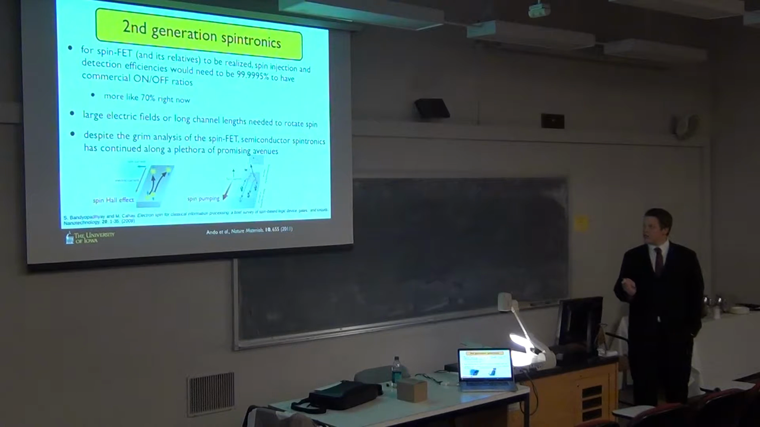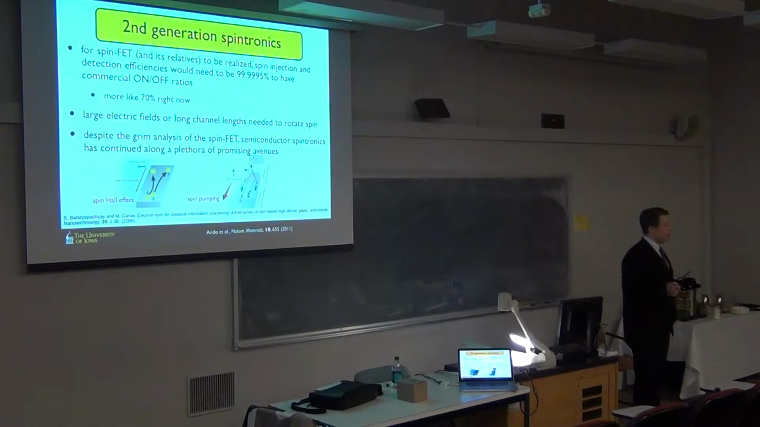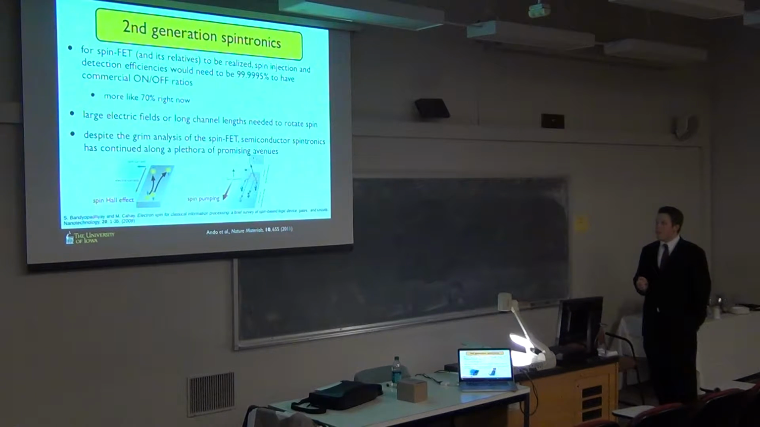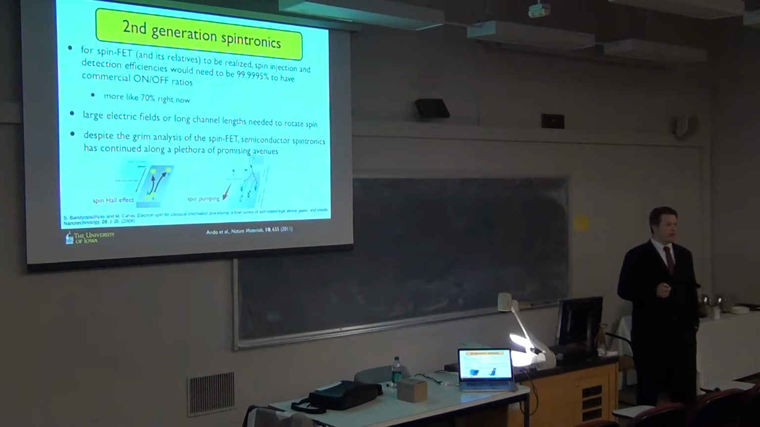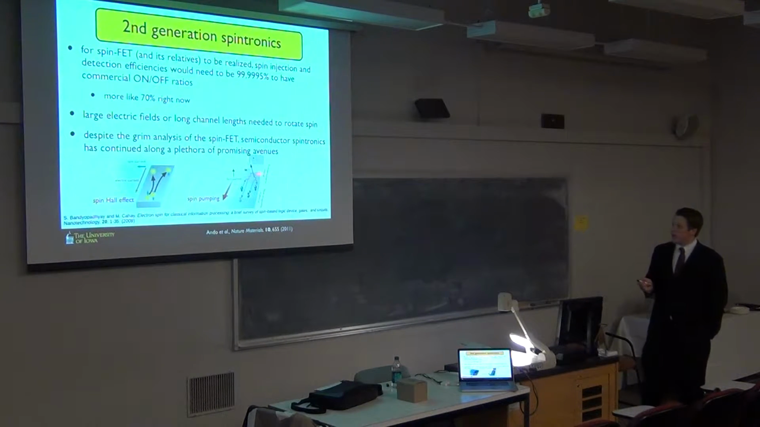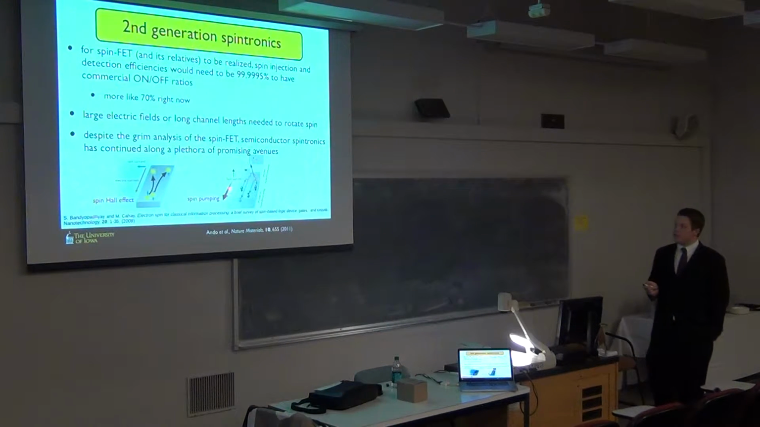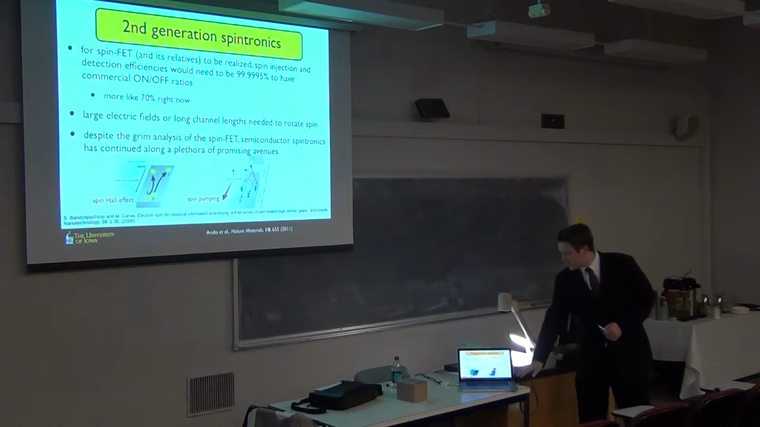So this doesn't seem to be the best way going forward, but semiconductor spintronics has still been a very flourishing field along many different avenues. The spin Hall effect is one major component in the field, where a charge current induces a transverse spin current due to the spin-orbit effect. Spin pumping is also very popular, where AC magnetization in a ferromagnet can induce a spin current in a metal or semiconductor. I'm not going to talk about these areas.